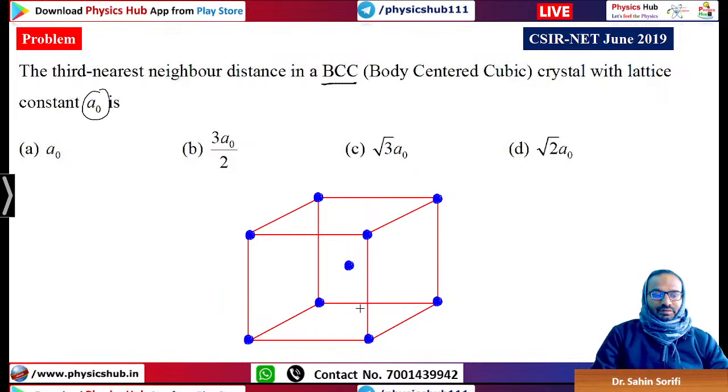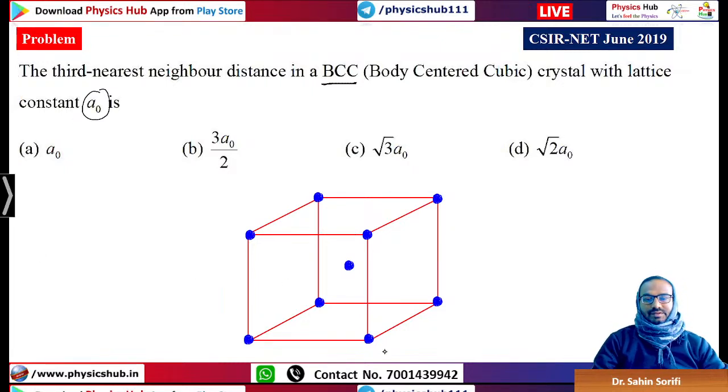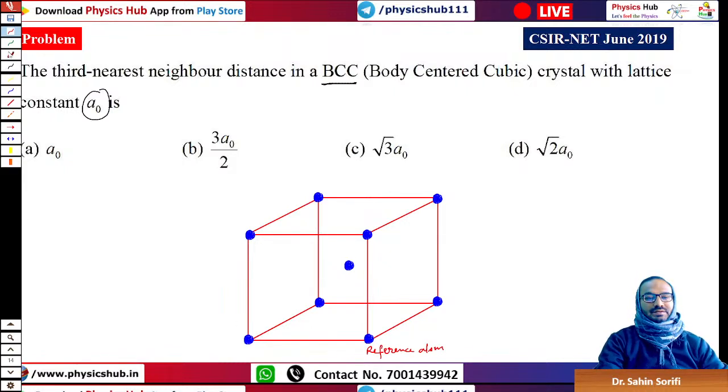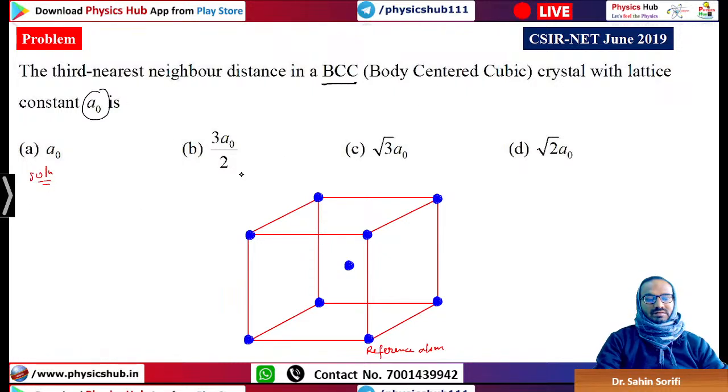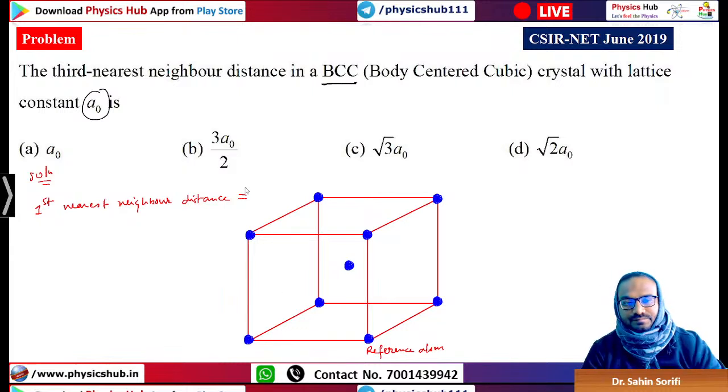Okay, so let's consider this atom to be the reference atom. First, the neighboring distance, because it has asked for the third nearest neighbor. So first, let's calculate the first nearest neighbor distance. What is the first nearest neighbor distance? This is equal to how much?